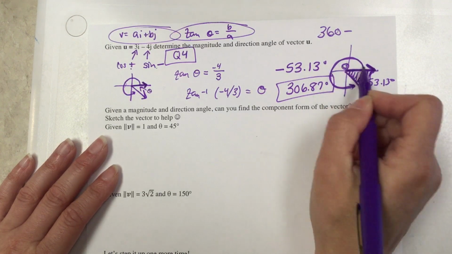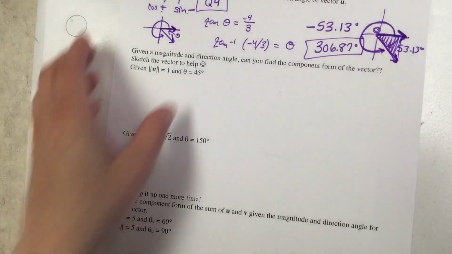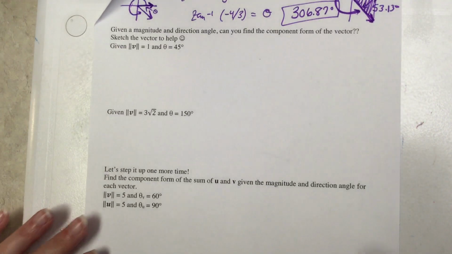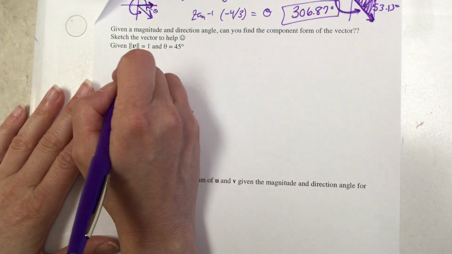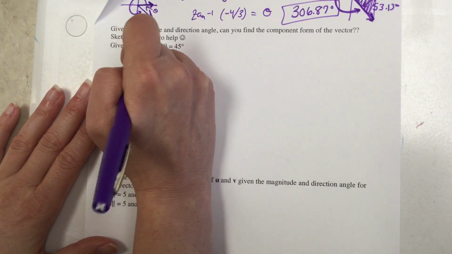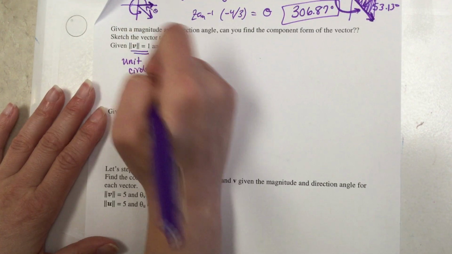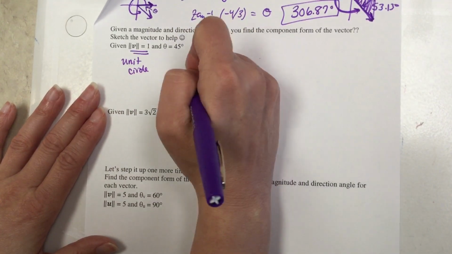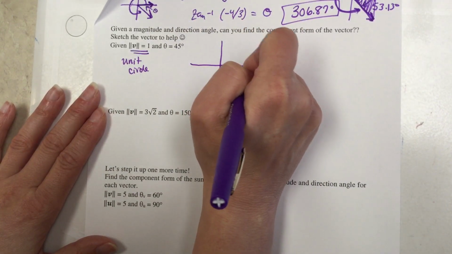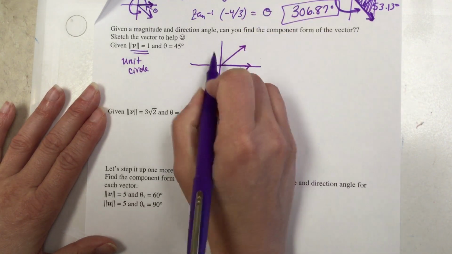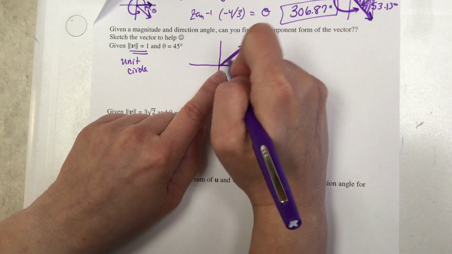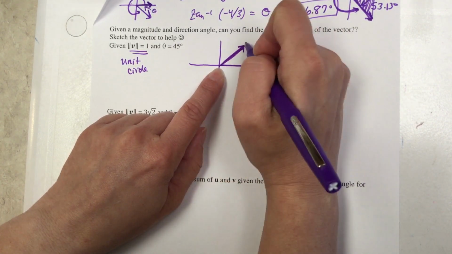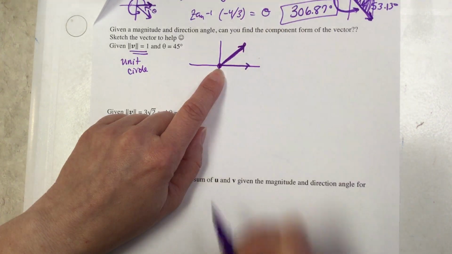So we were looking at this angle. Okay, now here's the next part. Given a magnitude and a direction angle, can you find the component form? And it says, go ahead and sketch the vector to help. Well, my magnitude is 1. That means, folks, we are in the unit circle. Yep, we're looking at 45 degrees. So if I have this 45 degrees, that is in between 0 and 90. So this is the vector we're looking at. It starts here and ends here.